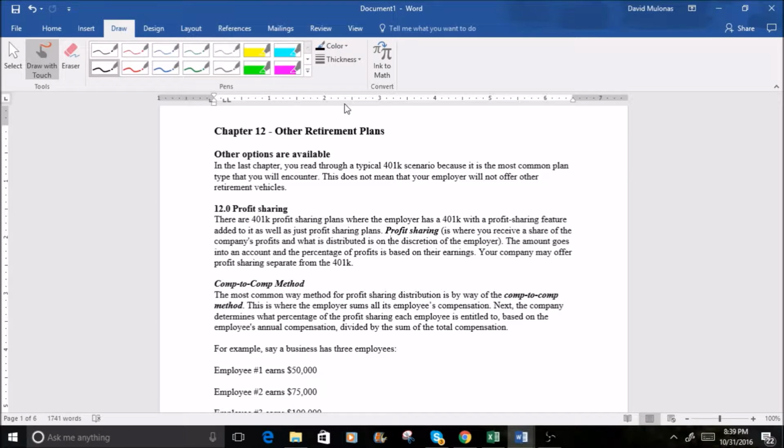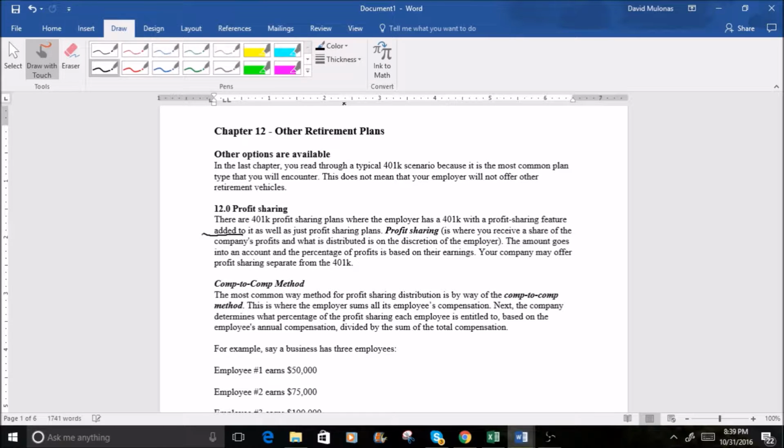It's the most popular. However, some companies may have 401ks that also come with other elements such as profit sharing. So we can read right here, right off the bat, there are 401k profit sharing plans where the employer has a 401k with a profit sharing feature. So it's added to the 401k.